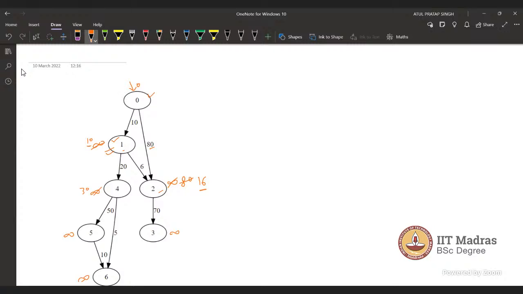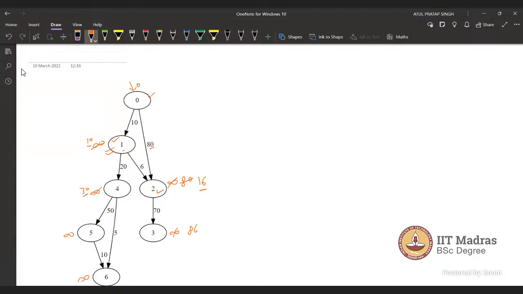From node 2 we can move only to the third node. So 16 plus 70 is 86. 86 is less than infinity, so we will update this to 86. There is no adjacent node remaining for node 2, so we mark it as visited. Next, the node with distance 30 will be selected. Now the remaining are 86 and infinity.